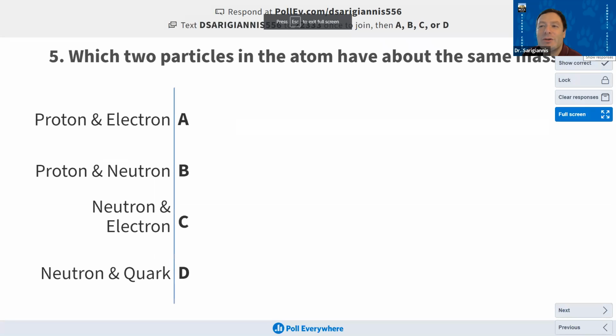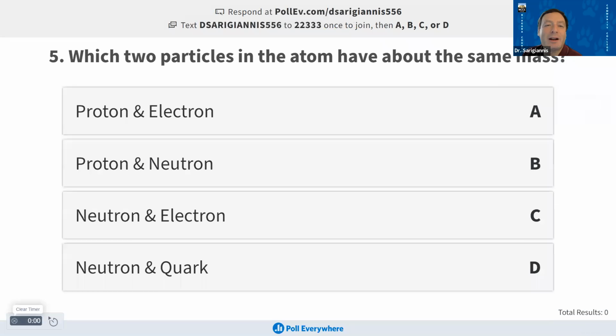Okay, which two particles in the atom have about the same mass? I'll just put in minute 30 there, start the timer. See if we can get, I think last time we got 10 or 11, let's get like 15 people answering.